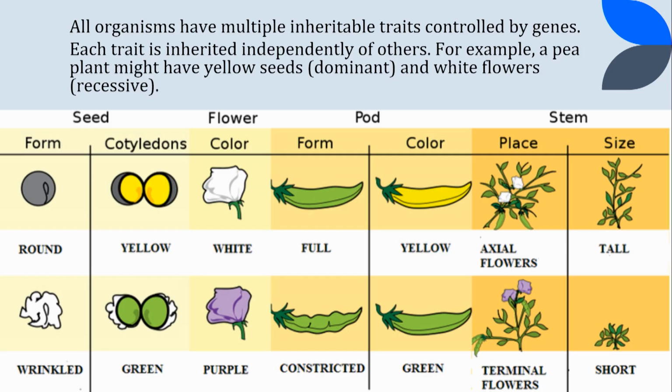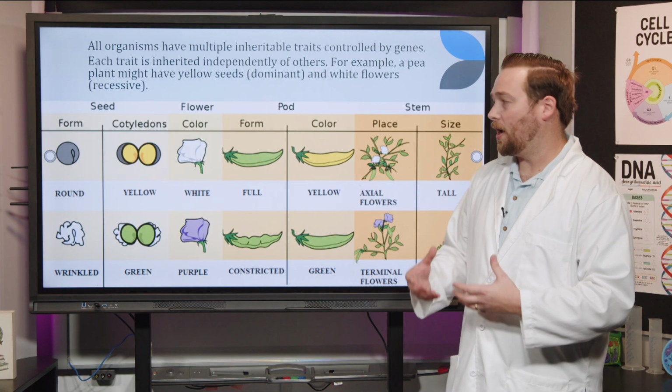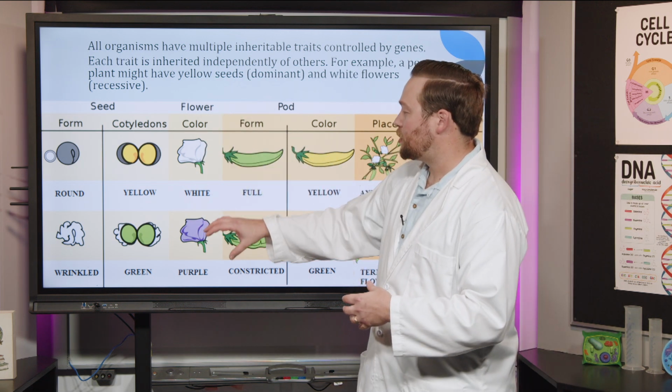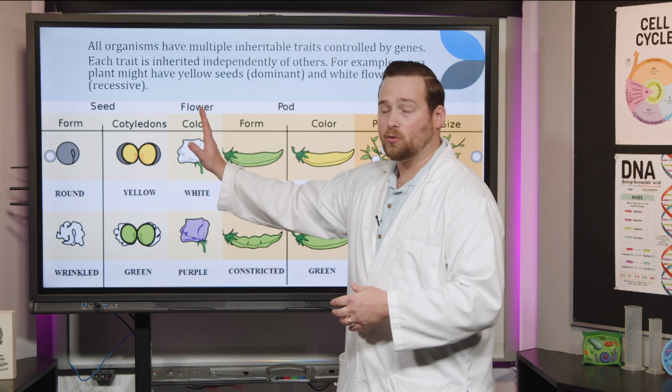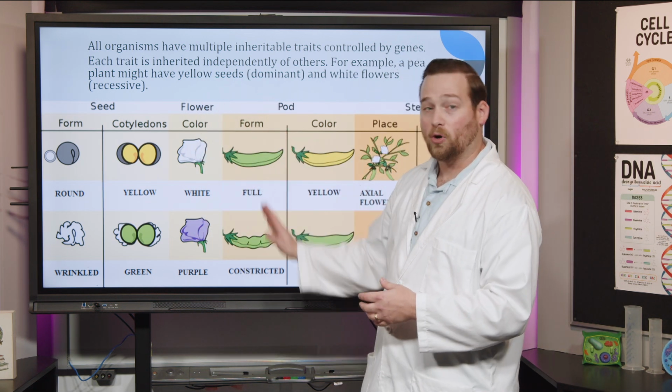Another way to say that is all organisms have multiple inheritable traits that are controlled by genes. Each trait is inherited independently of each other. For example, a pea plant might have yellow seeds, which is dominant, and white flowers, which is recessive. Basically, this means the allele that you get for one trait is not going to affect the allele that you get for another trait.